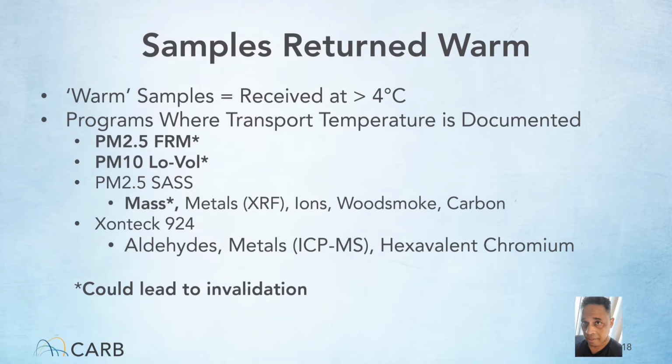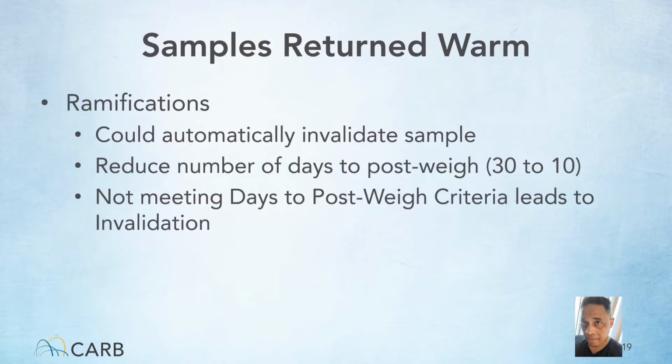The programs shown in bold indicate that if samples arrive warm, they have the potential to be invalid. Filter mass weighing for PM2.5, PM10 low vol, speciation, PM2.5 mass could result in sample invalidation. If samples arrive warm for the other programs, a flag is given, but the sample results will remain valid. Whether or not a sample remains valid for the mass programs I just mentioned is based on a couple of factors that we won't go into detail here.